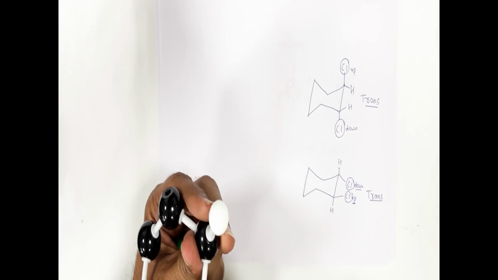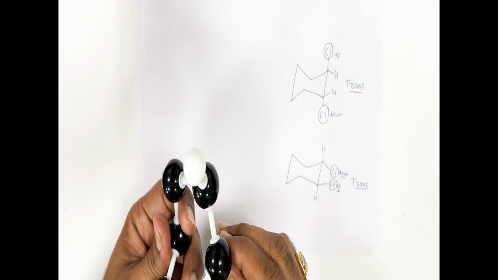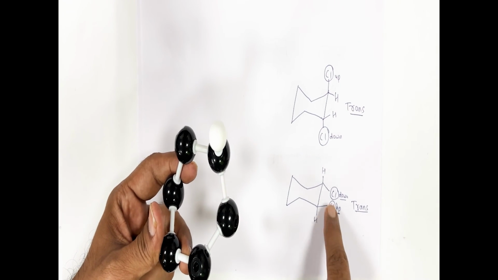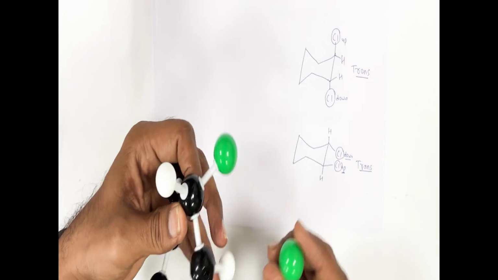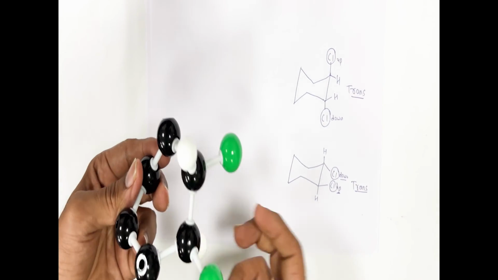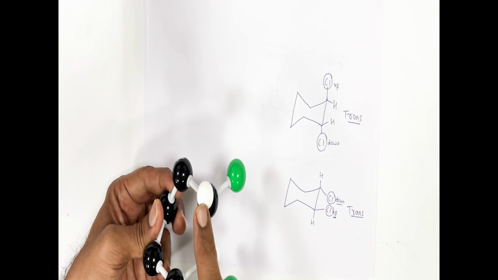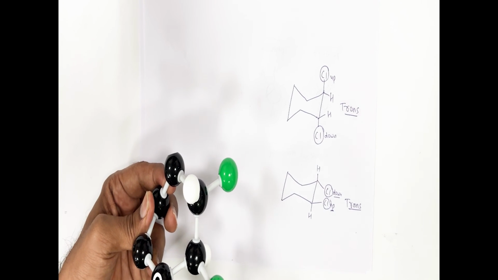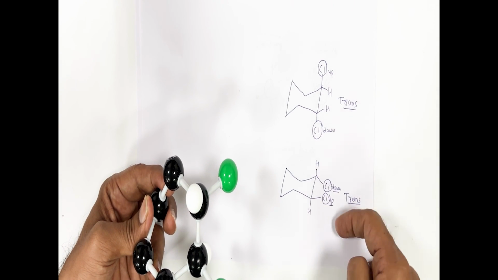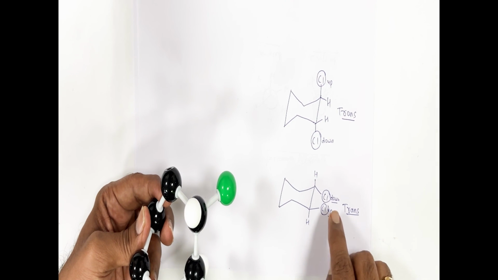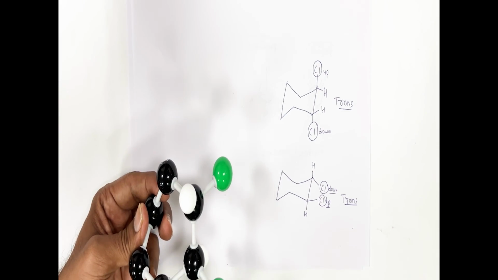There are two different ways in which we can draw trans. Two chlorines are axial, or two chlorines are equatorial. Now you can easily see that this chlorine is down and this chlorine is up. This means this is our trans form. Got it? This is the actual model on the left-hand side, and how we draw it is on the right-hand side. So there are two ways to draw trans: both at axial, and both chlorines at equatorial positions. Got it?